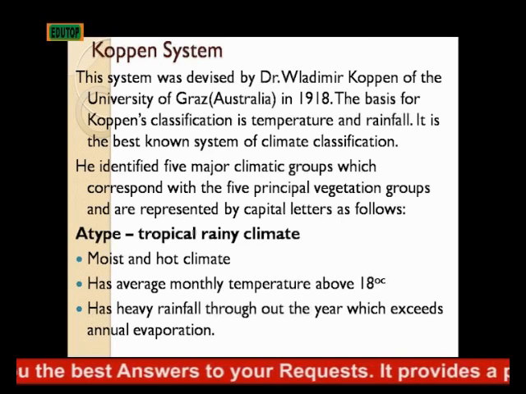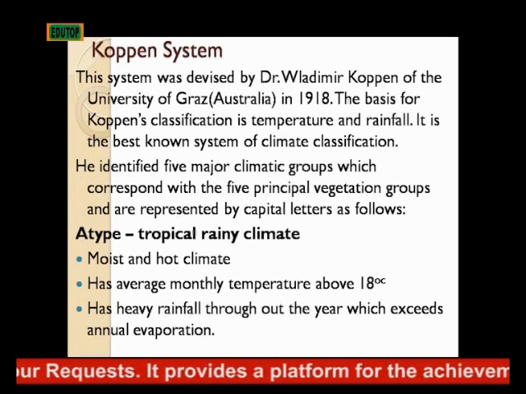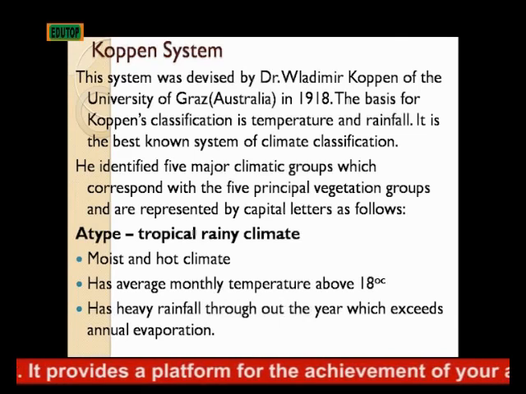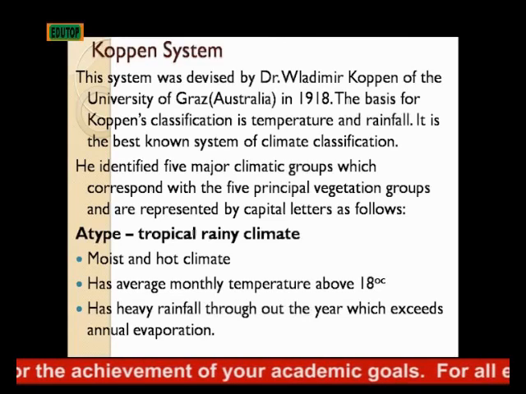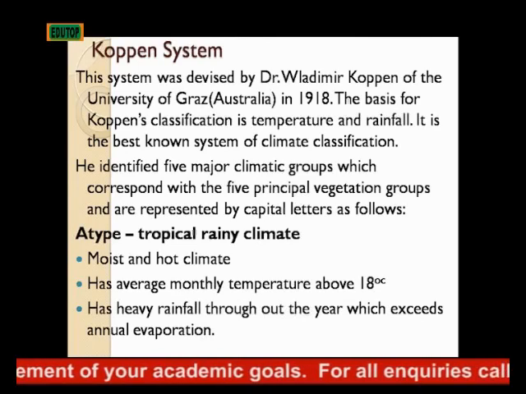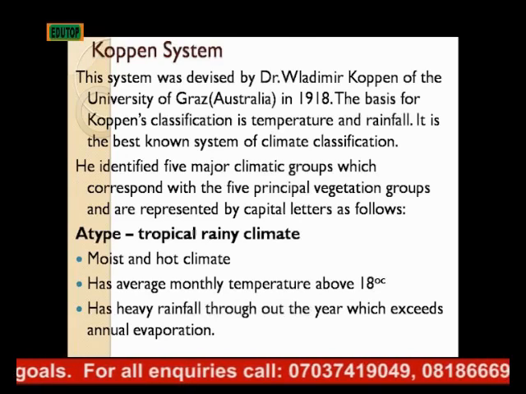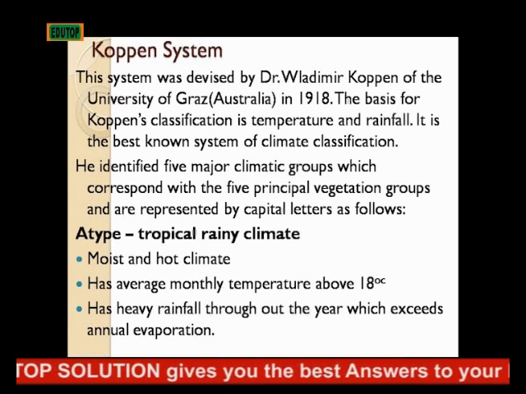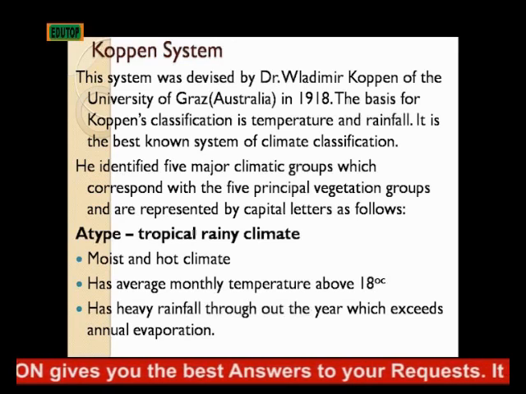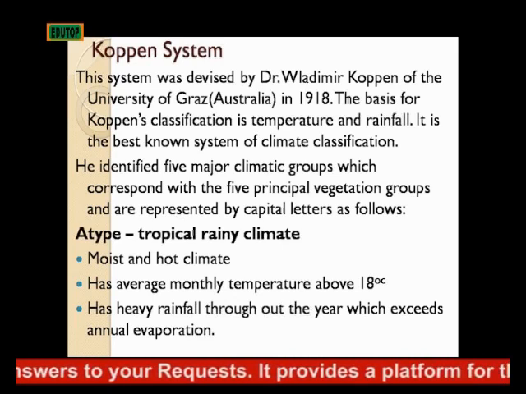Now, he identified 5 major climatic groups which correspond with the 5 principal vegetation groups and are represented by capital letters as follows. The A type, which is known as the tropical rainy climate, has the following features. 1. It is a moist and hot climate. It has average monthly temperature that is above 18 degrees Celsius. And it has heavy rainfall throughout the year, which exceeds annual evaporation.